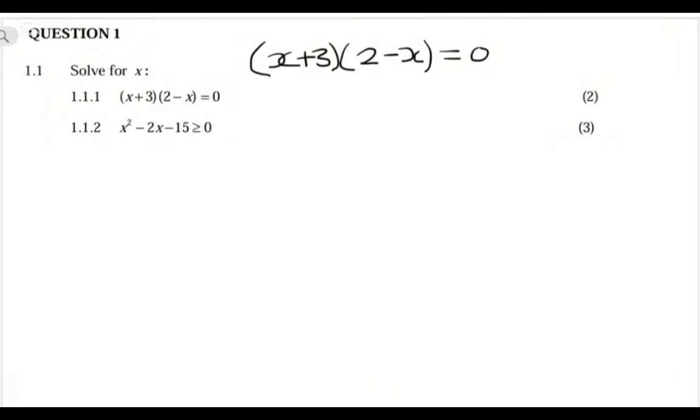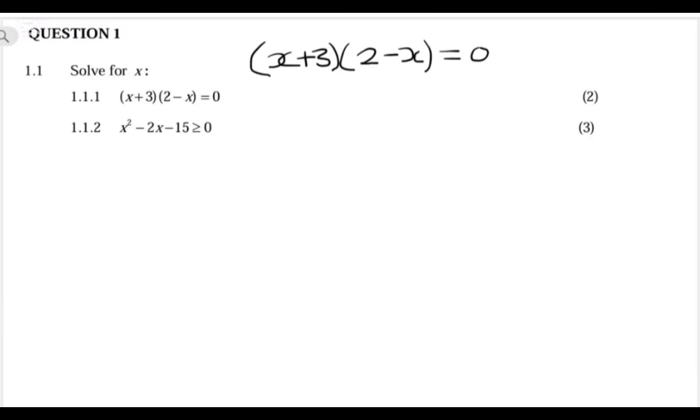So our question one starts with 1.1, which says solve for x. The first question is worth 2 marks. So these are the easiest marks, guys, that you can get in maths. If you don't understand this, I've also made a playlist for grade 10. You can go and revise this if you have forgotten.